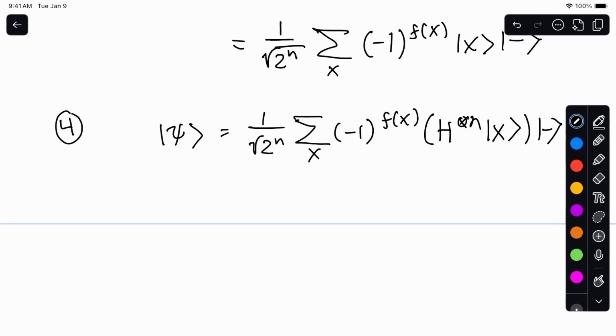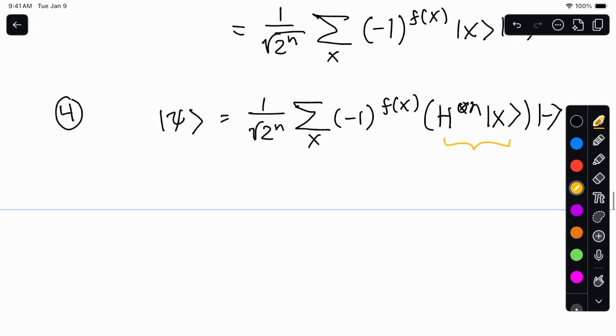And now the question is, what is this quantity here? All the Hadamards applied to some arbitrary bit string x. Well, let's just give one example of this. So consider 3 Hadamards applied to the bit string 0, 0, 1. We can write this out.